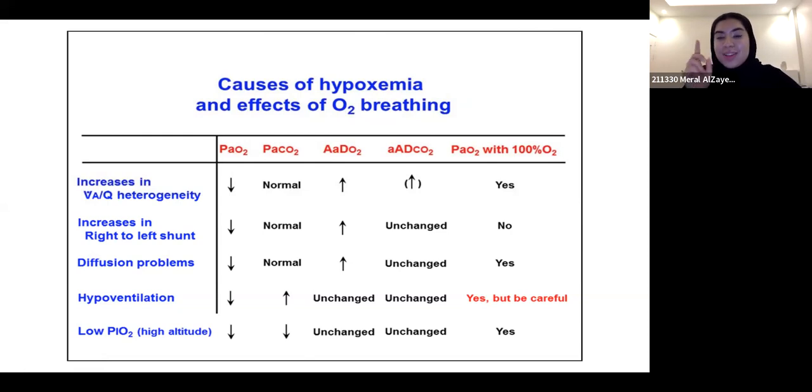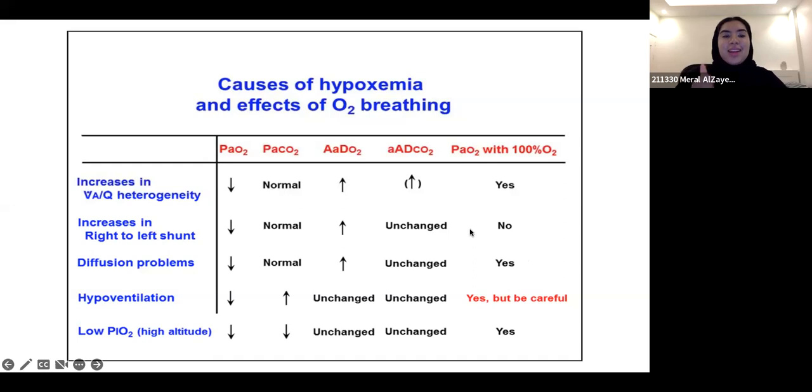You guys, I need someone to answer in the chat because I attended your lecture today and the doctor mentioned it clearly in the lecture today. How can we differentiate between VQ mismatch and diffusion problems? Like, let's say we gave a person 100% oxygen and the partial pressure of oxygen in the arteries did increase. See here, it's a yes and a yes. Okay. How do we differentiate between them?